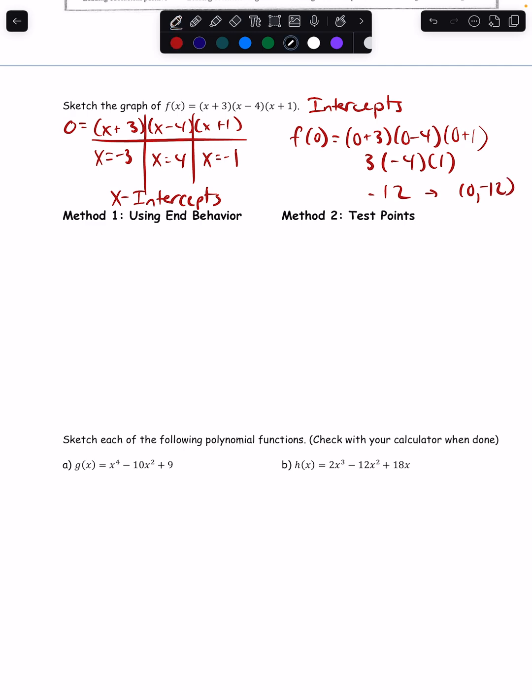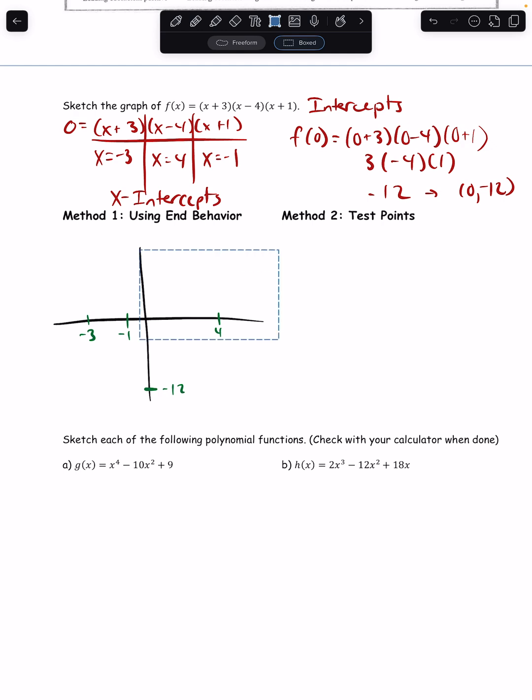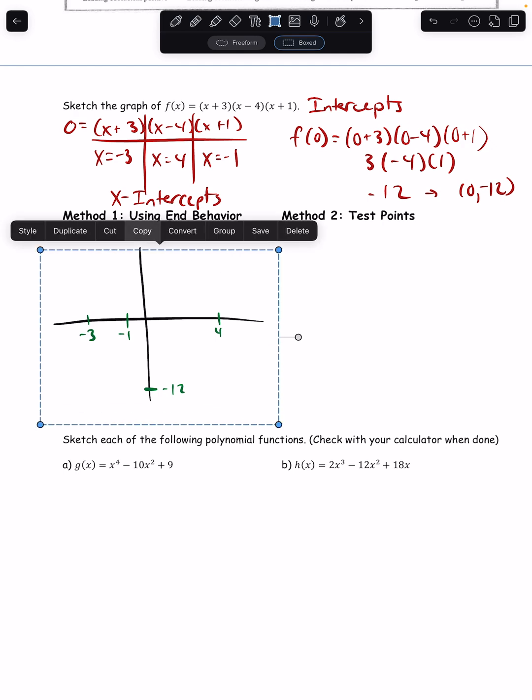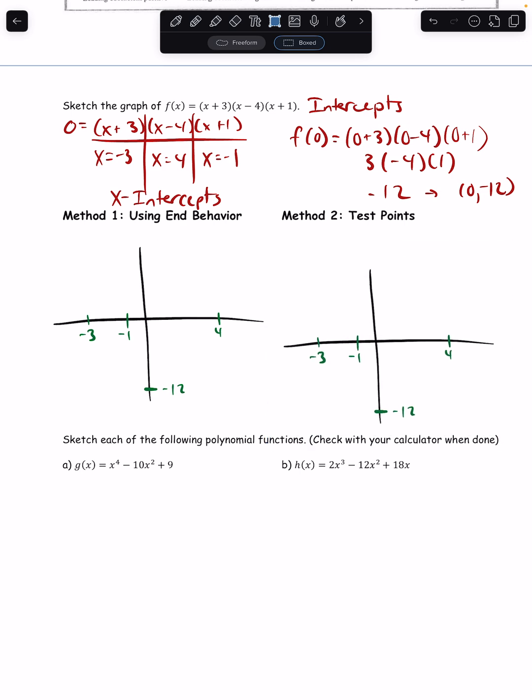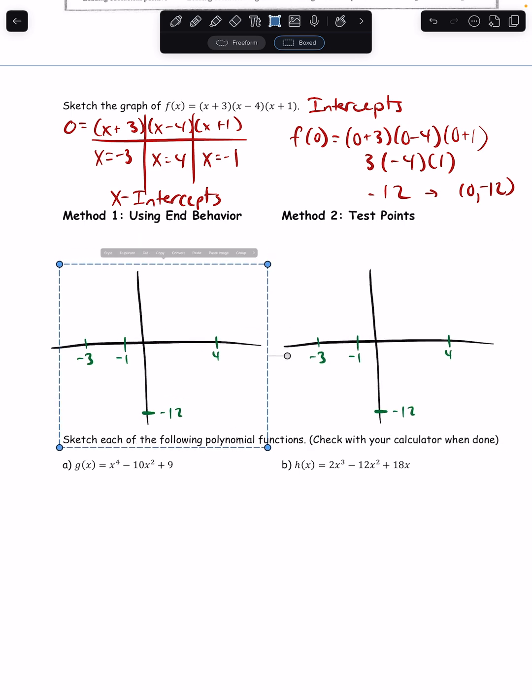So when we sketch it, we plot all those points. We got -12, we'll say, is down here. We have x-intercepts of -1, -3, and +4. So there's two methods we could use. Method 1, which I like to use, is the end behavior method, or we can test points if you forget the end behavior.